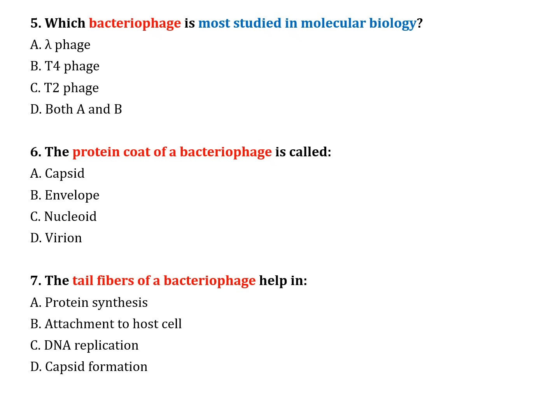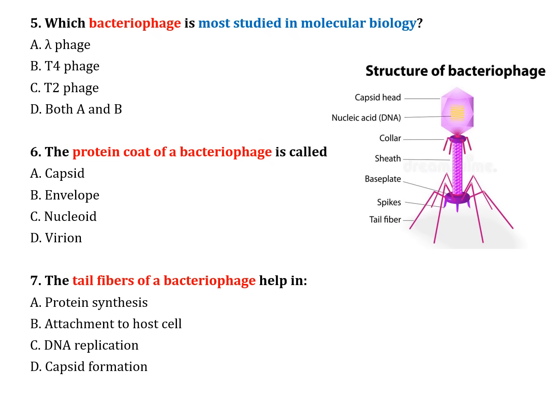The next question number 5. Which bacteriophage is most studied in molecular biology? Option A lambda phage, option B T4 phage, option C T2 phage, option D both A and B. Correct answer is option D both A and B, that is lambda phage and T4 phage.